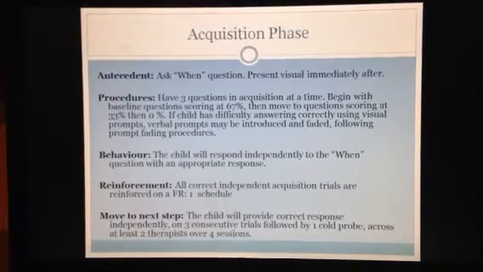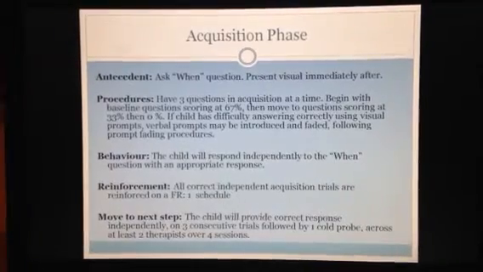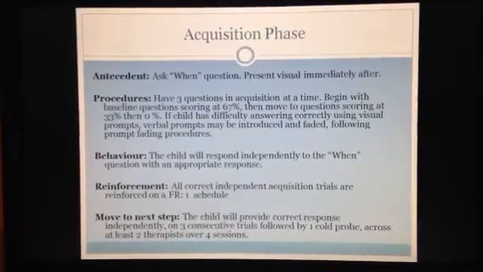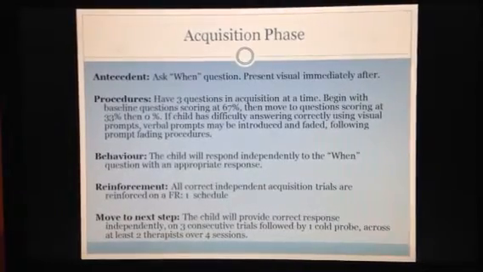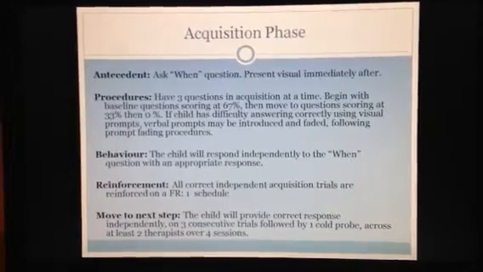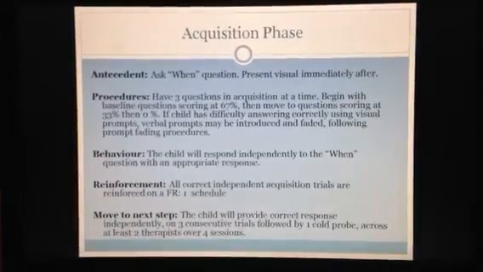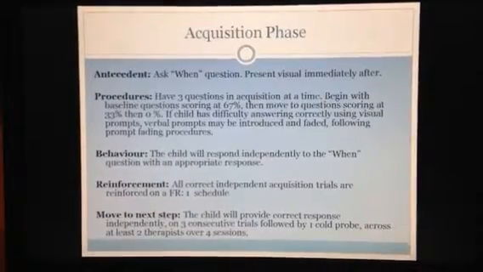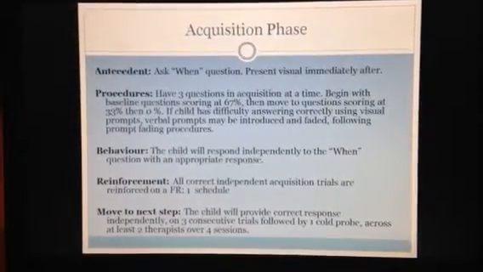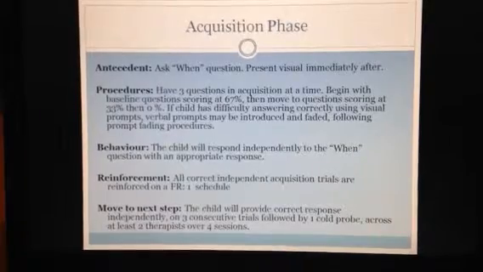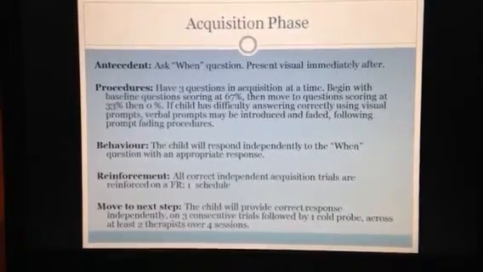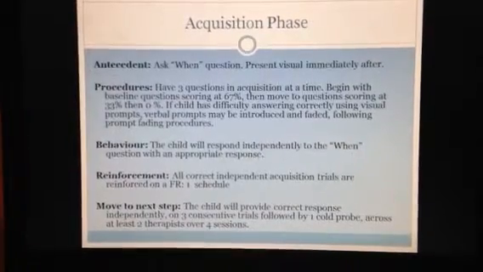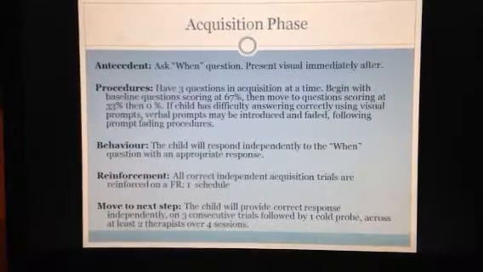The procedures are, you would have 3 questions in acquisition at a time. These are called targets. So the 3 targets would be 3 questions. You'd begin with baseline questions scoring at 67, then 33, and then 0%. And the reason for this is you want your child to have initial success immediately, so you're starting with the easier questions. If the child has difficulty answering correctly using the visual prompts, verbal prompts may be introduced and faded following the prompt fading procedure.